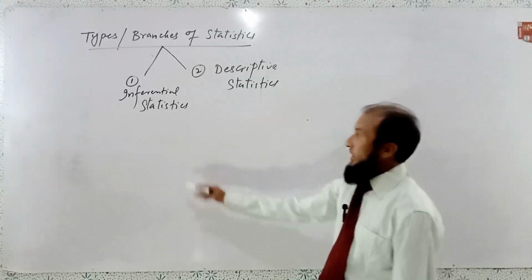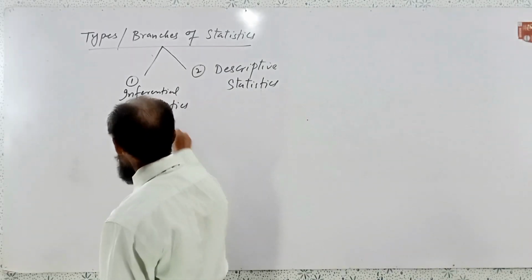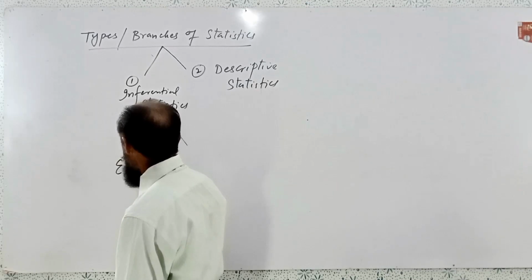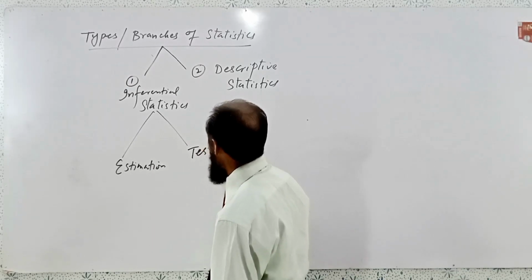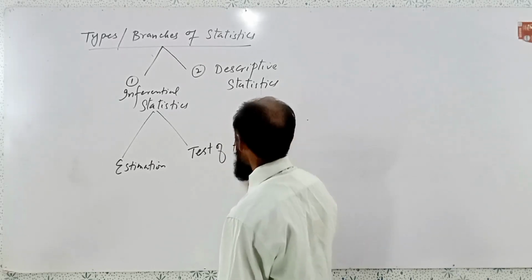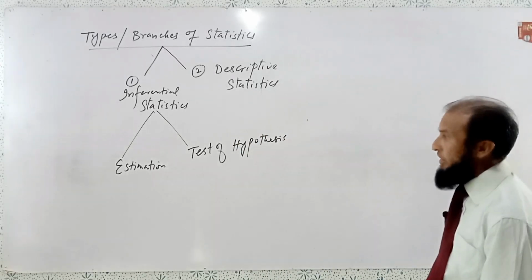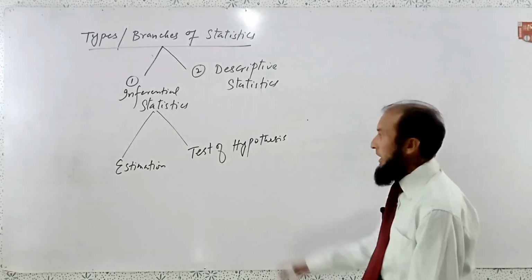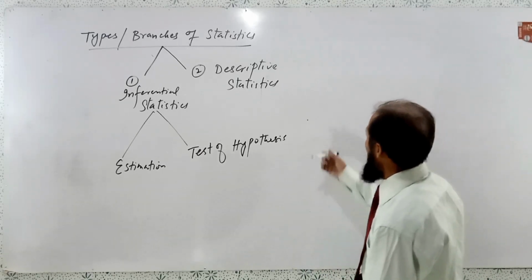Inferential statistics is further divided into two types. The first one is estimation, and the second one is testing of hypothesis. These are the branches of inferential statistics. These two topics we will discuss in the next chapter, inshallah. Now we are taking the definition of statistics.